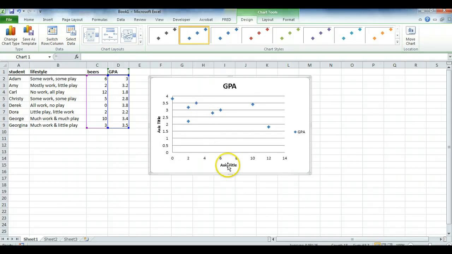Now remember what I said about the x and y axis. We have on the x-axis number of beers, and I'm going to indicate that by changing this axis title here, number of beers per week, something like that. And as you can see, it ranges from 0 to 12. And in the y-axis, I can click on that and highlight it. This is going to be student's GPA, like that.